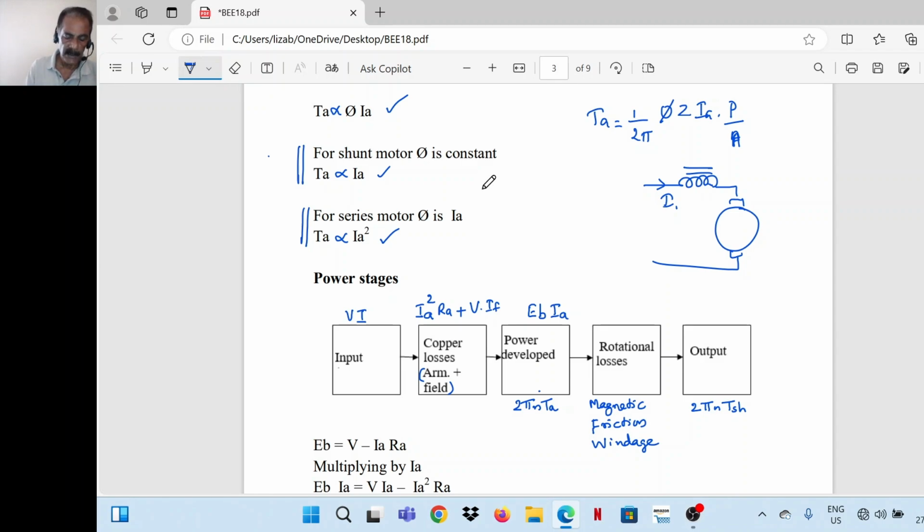Now the power stages are, VI is the input, and draw a shunt motor also.